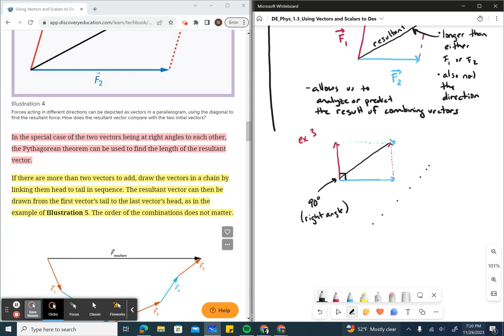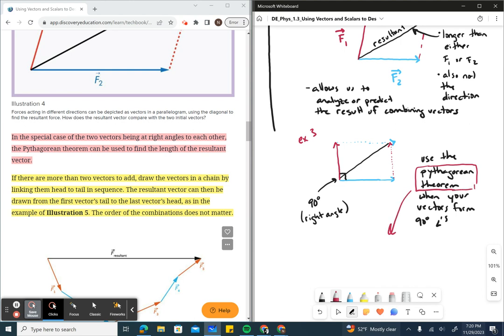So the Pythagorean theorem, you can use the Pythagorean theorem when your vectors form 90-degree angles. And the Pythagorean theorem, if you recall, was this. It's a squared plus b squared equals c squared.